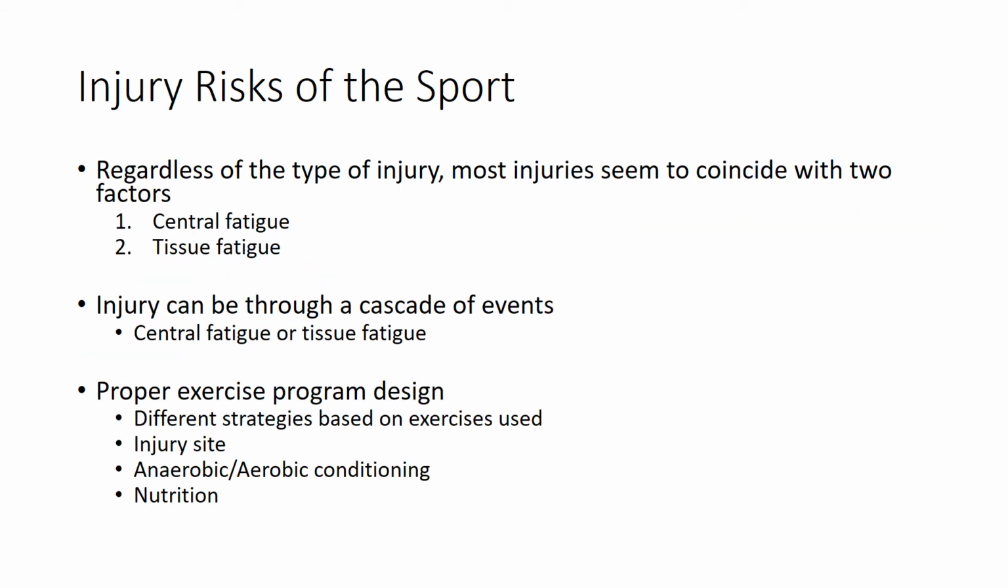It seems that injuries coincide with two factors. The first factor is that the risk of injury increases when an athlete becomes fatigued or, in general, central fatigue. The second factor is that the risk of injury increases when the athlete experiences tissue fatigue, where the joint, bone, ligament, tendon, or muscle cannot respond to the forces placed on it. The result of injuries can be thought of as a fatigue-induced cascade of events, which starts with either central fatigue or tissue fatigue. Programming of resistance training and anaerobic conditioning and nutrition can help the athlete attenuate fatigue and prevent potential injury. Not only that, a proper exercise program design can help address injuries that occur during competition.